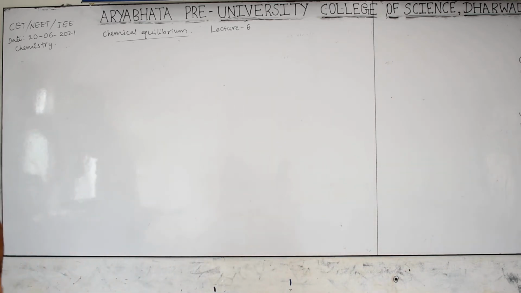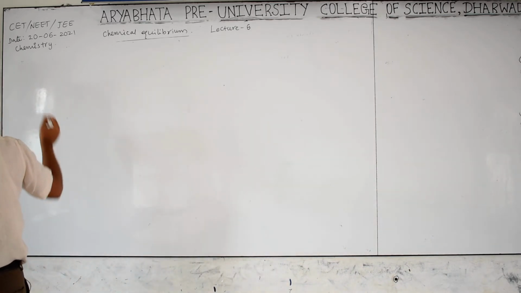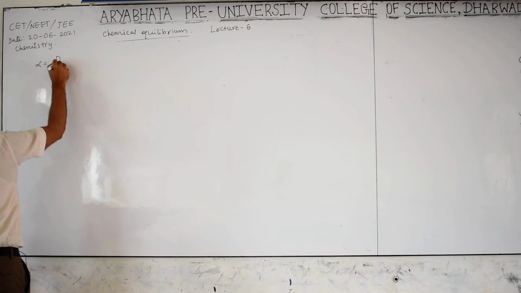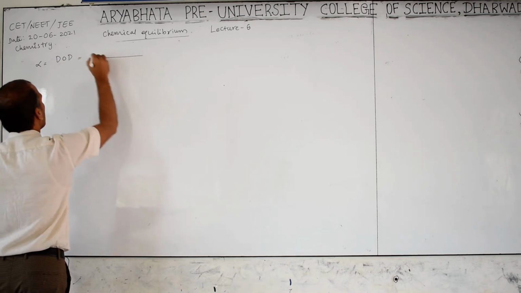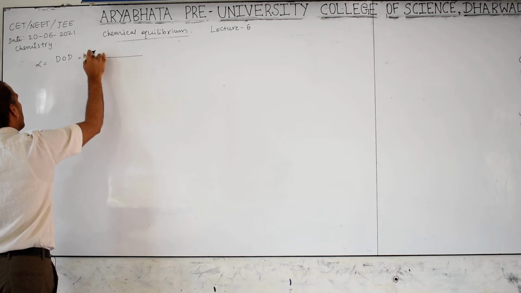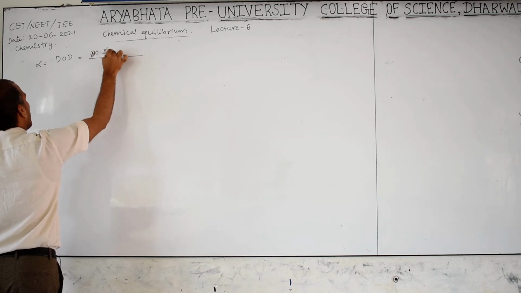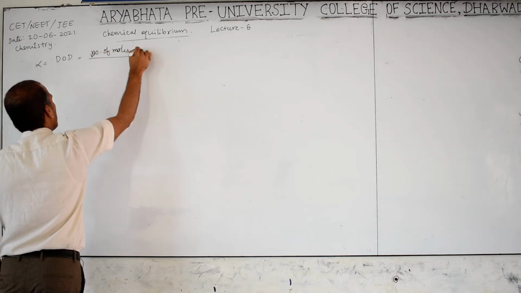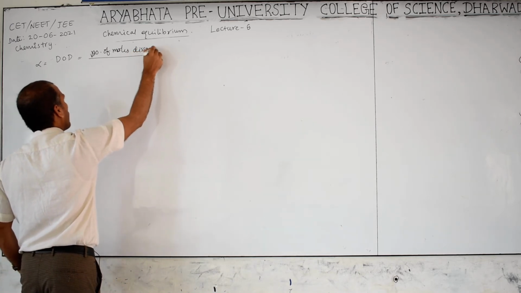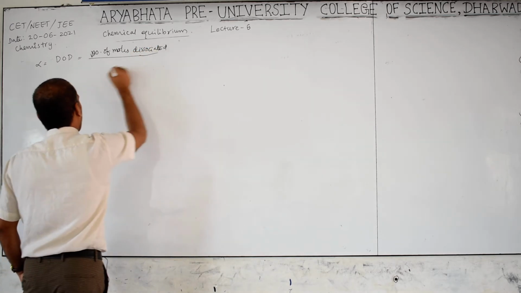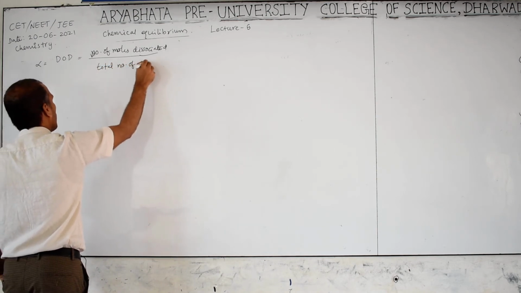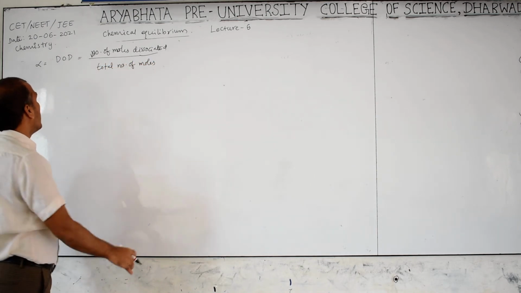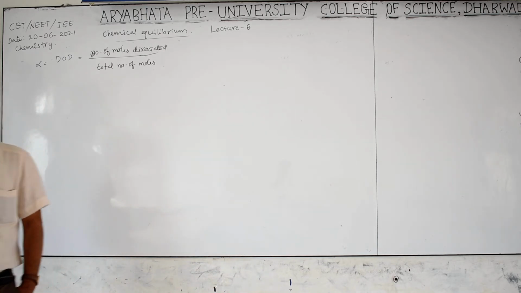Now, alpha is nothing but degree of dissociation. DOD means degree of dissociation is number of moles dissociated by total number of moles. This is alpha, degree of dissociation.